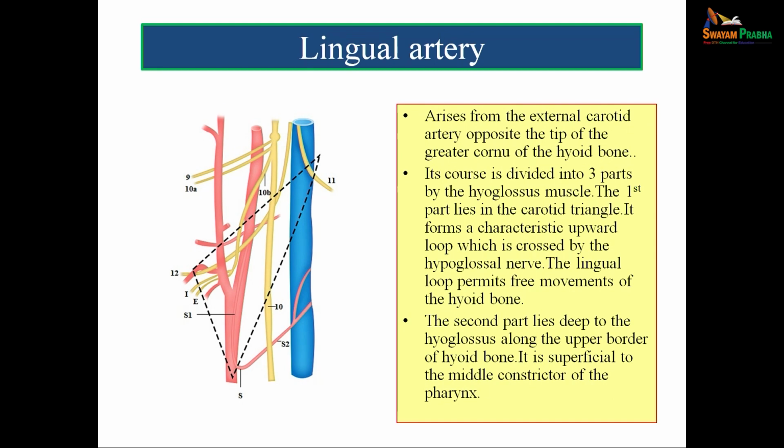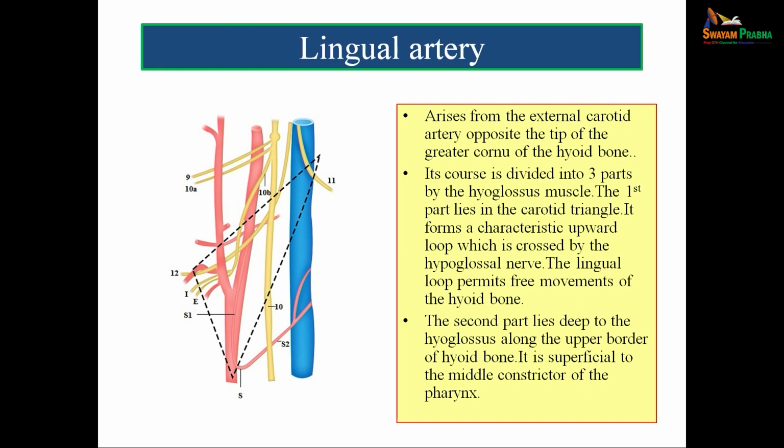In the figure we can see the lingual artery just above, kinking the 12th cranial nerve. It arises from the external carotid artery opposite the tip of greater cornua of hyoid bone. Its course is divided into three parts by the hyoglossus muscle. The first part lies in the carotid triangle. It forms the carotid upward loop. That kink which I was talking about is the upward loop which is crossed by the hypoglossal nerve.